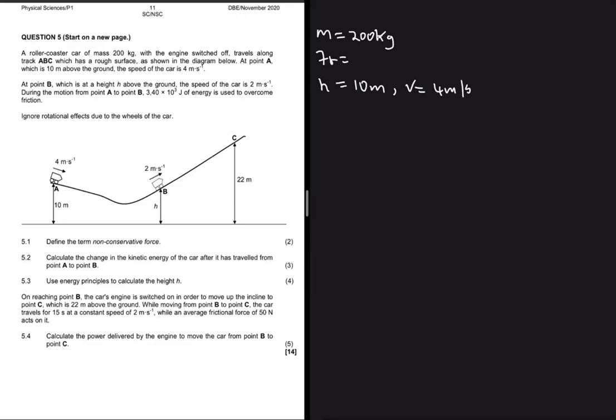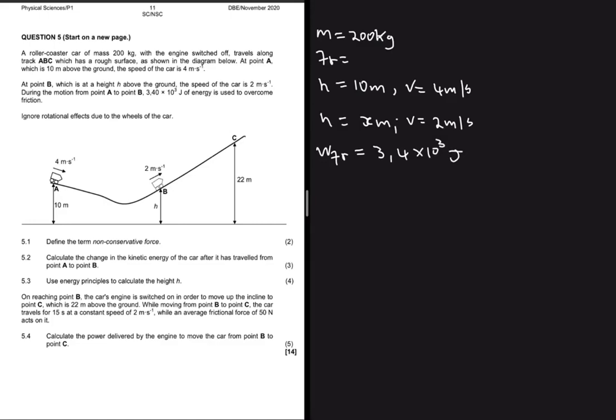At point B, which is a height H. So at point B, we have a height which is unknown, X meters, so to say. The speed of the car is 2 meters per second. So we have V equals 2 meters per second. During the motion from point A to point B, 3.4 times 10 to the 3 joules of energy is used to overcome friction. So work done by friction, or to overcome friction, is 3.4 times 10 to the 3 joules.